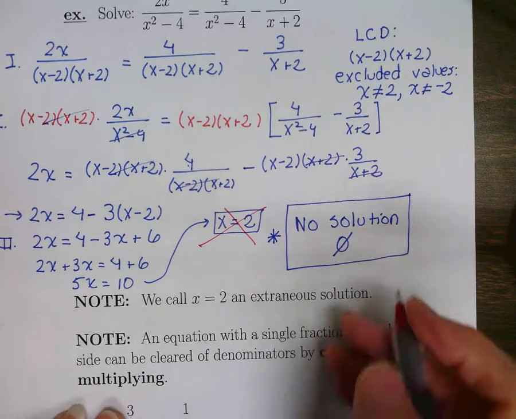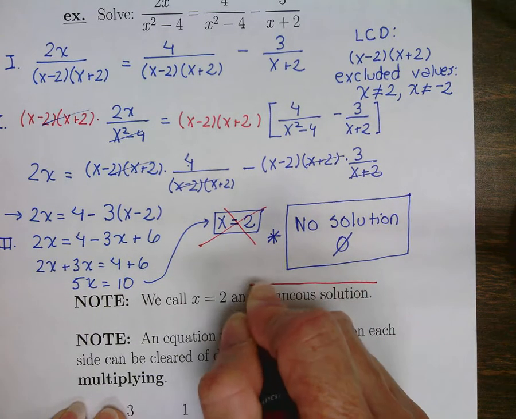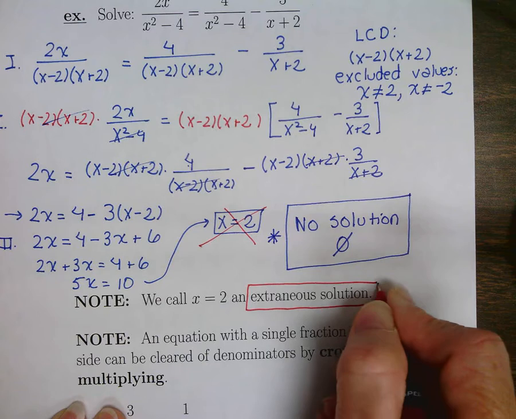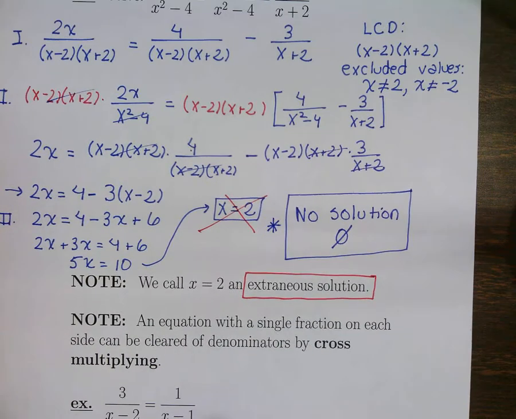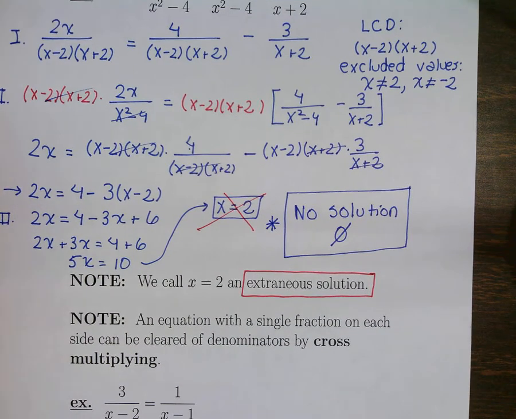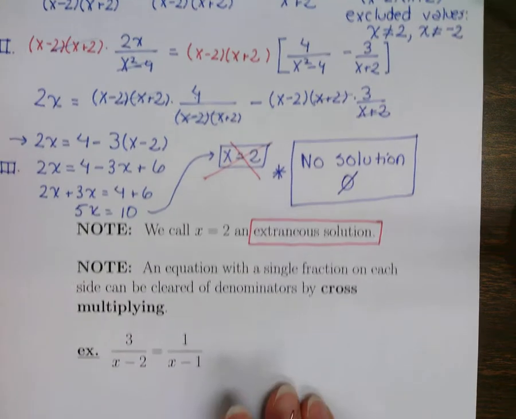And notice that we have a terminology for this. We've been using it already. A solution that we find that does not match the original is what we call an extraneous solution. And we're going to see several situations, several scenarios where that happens in these examples.